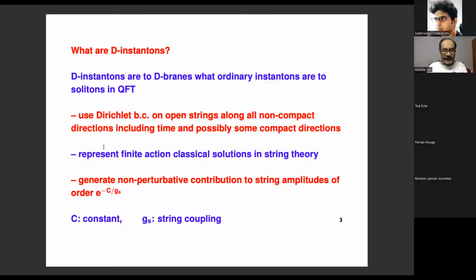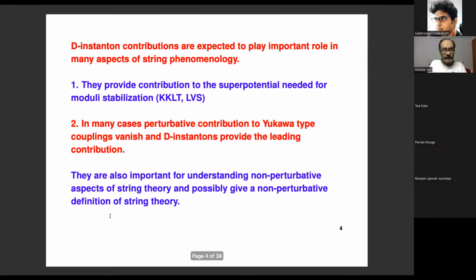And the significance of the instantons, just like ordinary instantons, is that they generate non-perturbative contribution to string amplitudes of the form e to the minus C over g_s, where C is some constant and g_s is the string coupling. So this is the D-instanton action. In fact, as we will see, C is not quite a constant, but for now, let's just think of this as a constant, independent of the string coupling. If you have any questions, please feel free to ask in the middle.